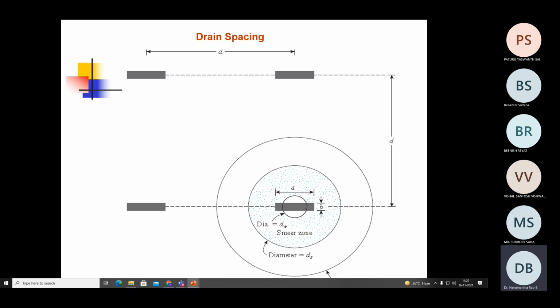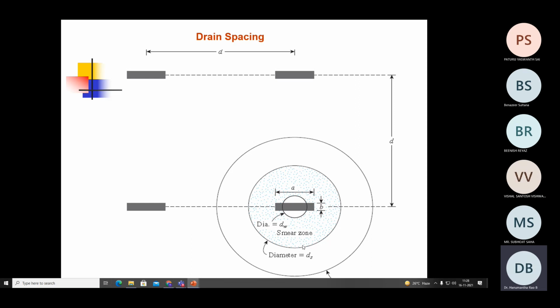In a sense, this soil is not at all disturbed because of the driving action. While smear zone means it is the zone which is a little bit disturbed because of the mandrel or the borehole advancement in the soil. Now, the basic distinction between the native soil and the smear zone is that the permeability of the smear zone is slightly lesser than the permeability of the native soil, because this smear effect clogs or blocks some amount of the pores. Thereby, the permeability gets reduced.